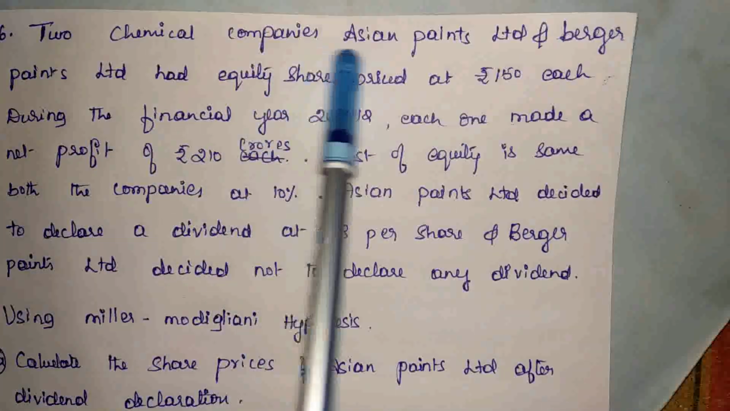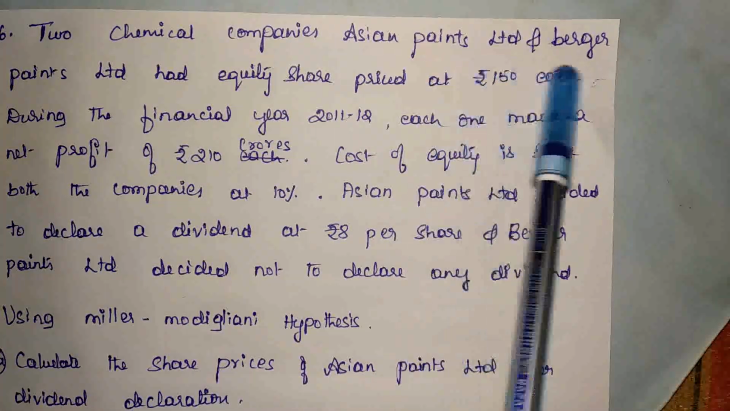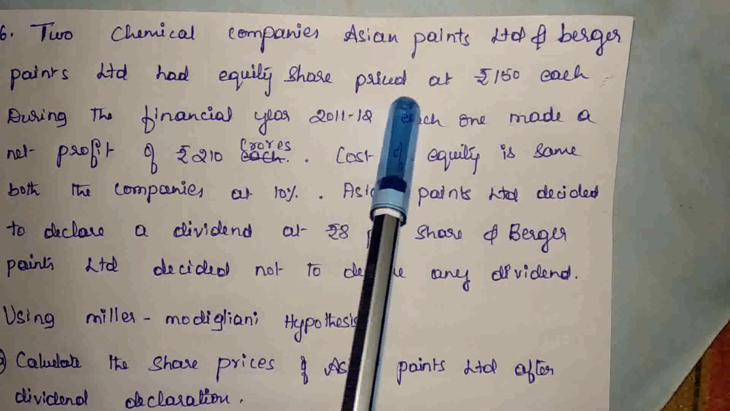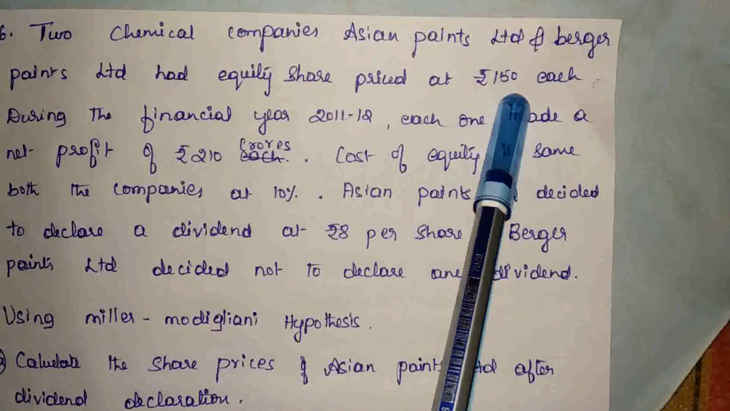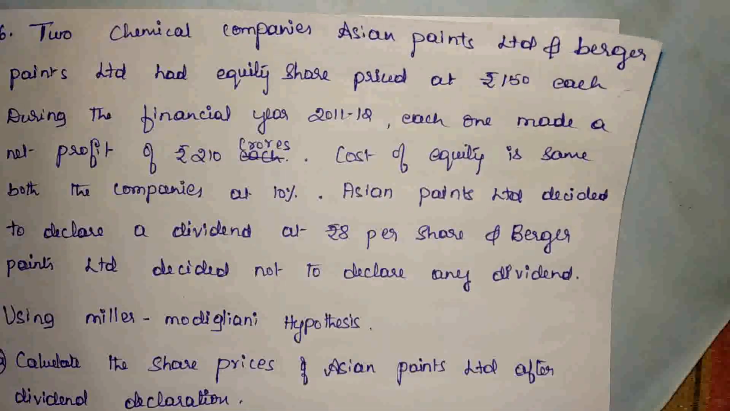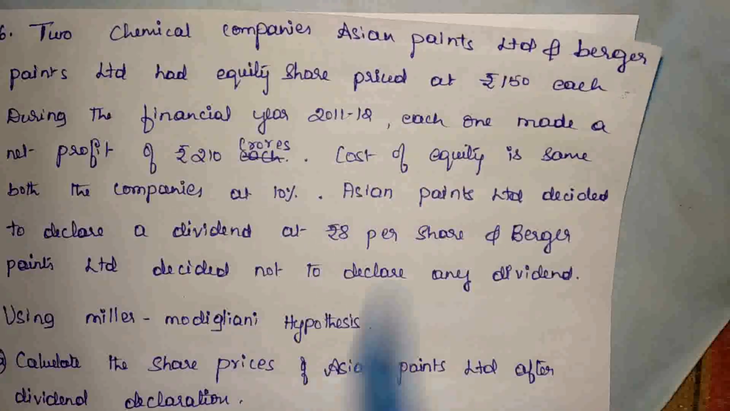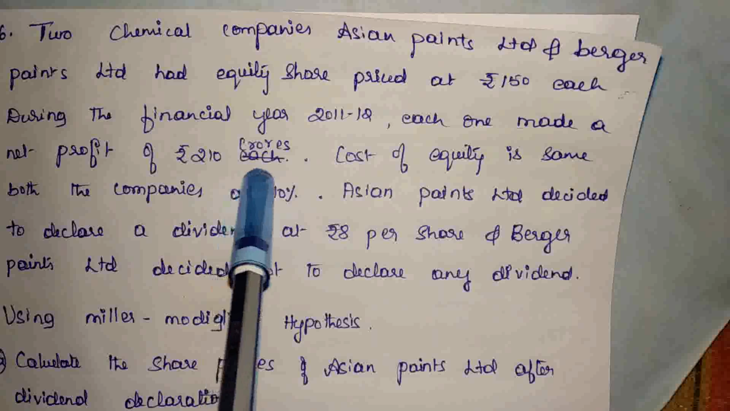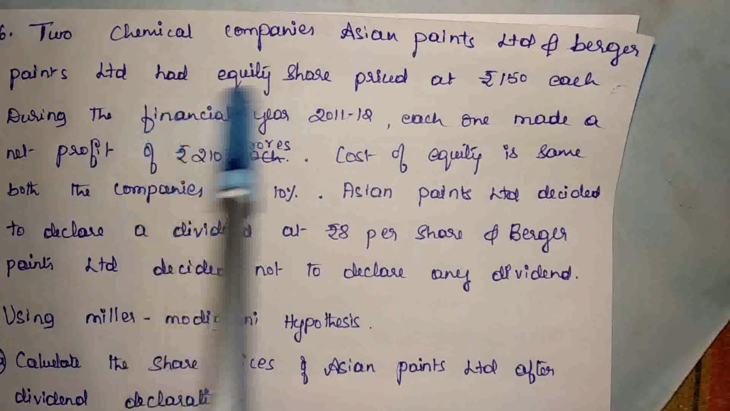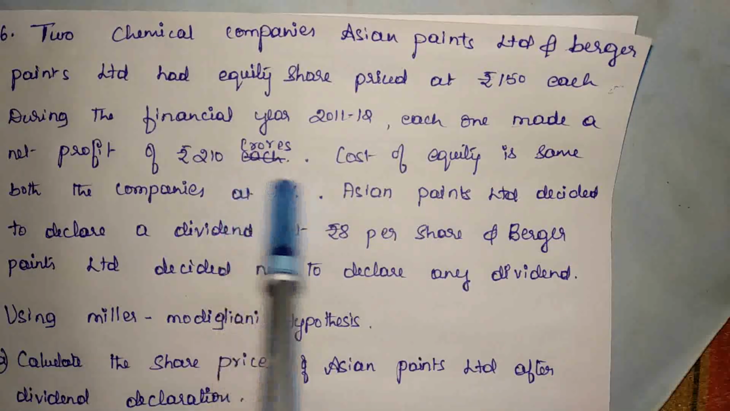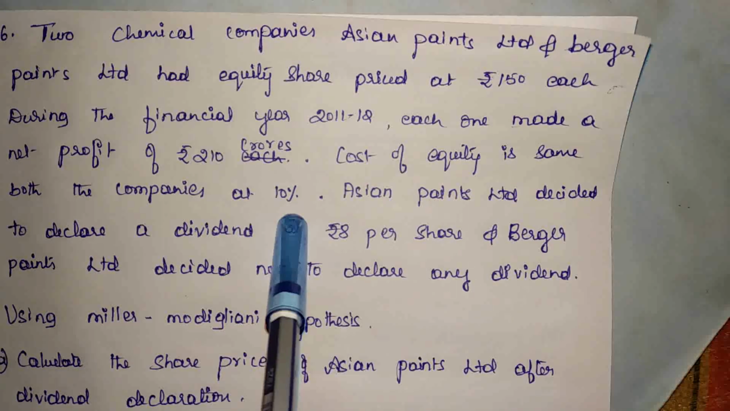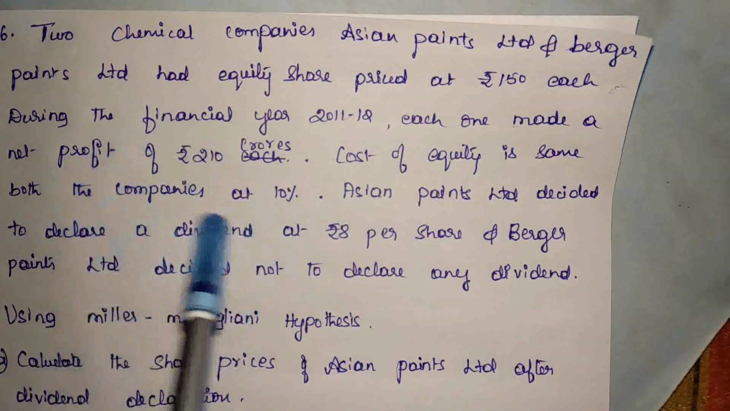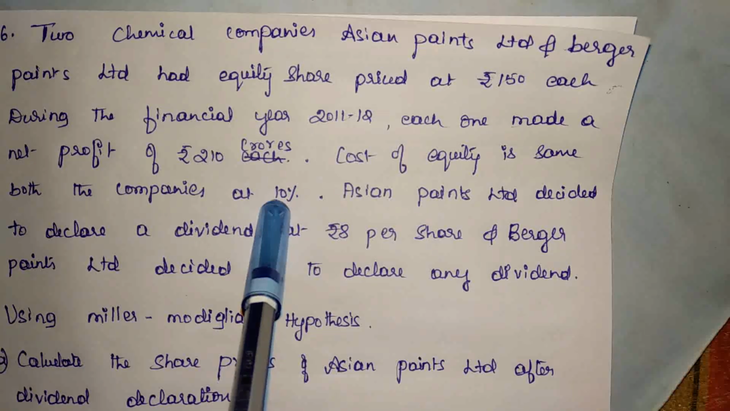See the next problem, number 16. Two chemical companies, Asian Paints and Burger Paints Limited, had equity shares priced at 150 each. So the share price of both companies is 150. Each one made a net profit of 210 crores. The cost of equity is the same for both companies, at 10%.